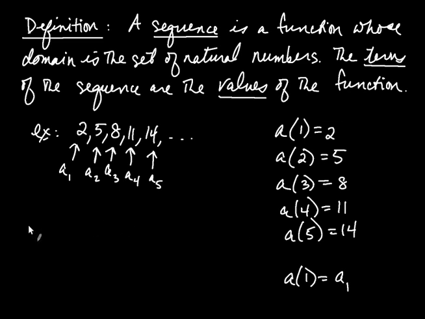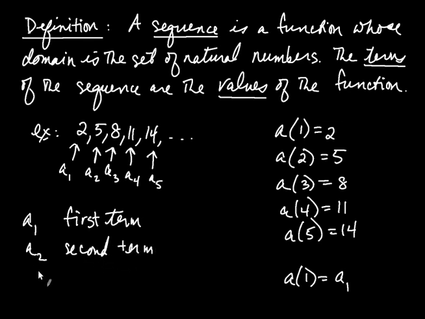So let me just write that down for you. a sub 1, that we call the first term of the sequence, and it's the output of the function. And a sub 2 would be the second term of the sequence. And then when we write a sub n, that would be the nth term of the sequence. Now you might say, what do you mean n? Well, give me a number. 100, do you want the 100th term of the sequence? I denote that as a sub 100, or just a 100. Okay, let's see some examples of what we can do with sequences.